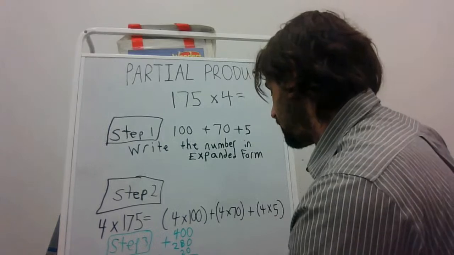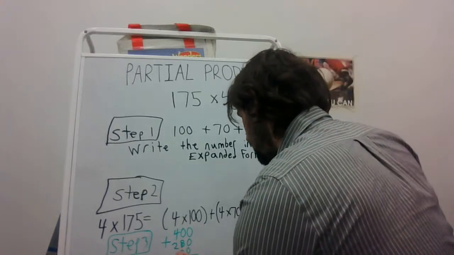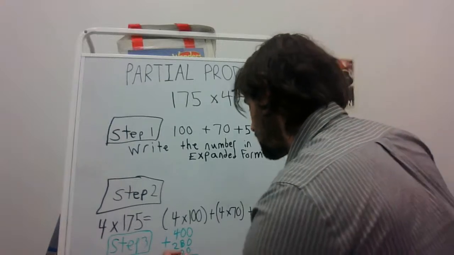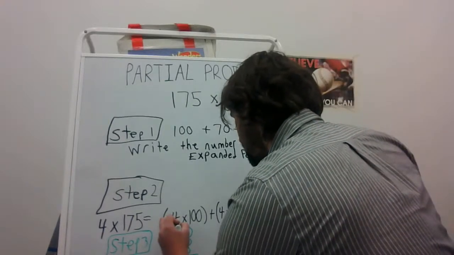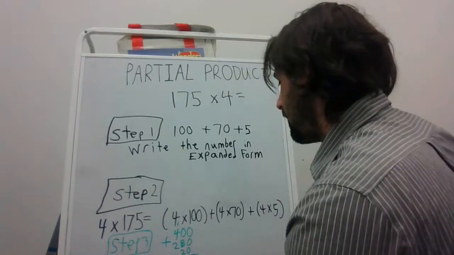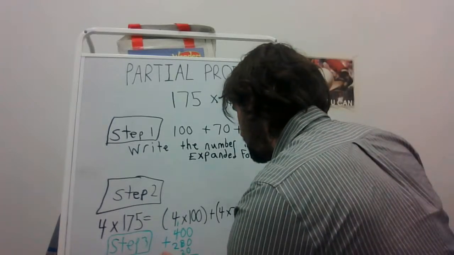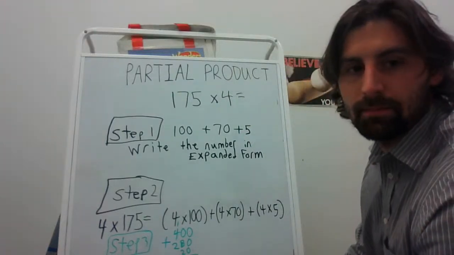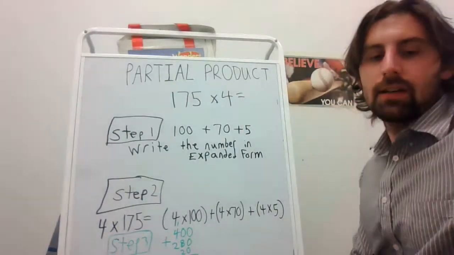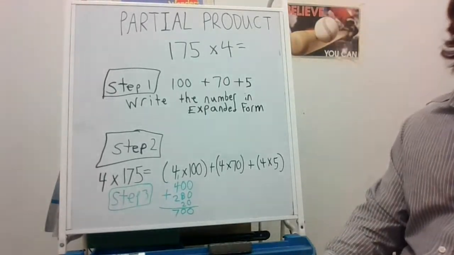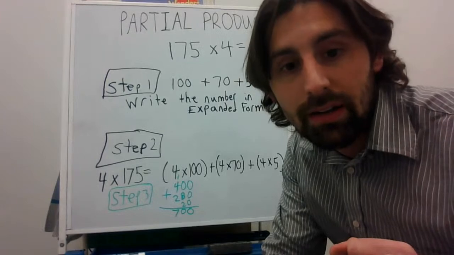Okay. 0 plus 0 plus 0 equals 0. 0 plus 8 plus 2 equals 10. So I'm going to put a 0 here, carry the 1. 1 plus 4 plus 2 equals 7. My answer is 700. All right, now I'm going to do another one.